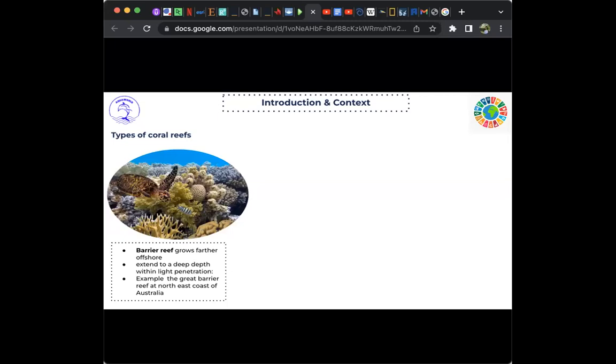They are not found in very deep depths, but they can extend to a certain amount of depth, like 11 meters to 40 meters, within light penetration. An example of a barrier reef is the Great Barrier Reef found at the northeast coast of Australia.